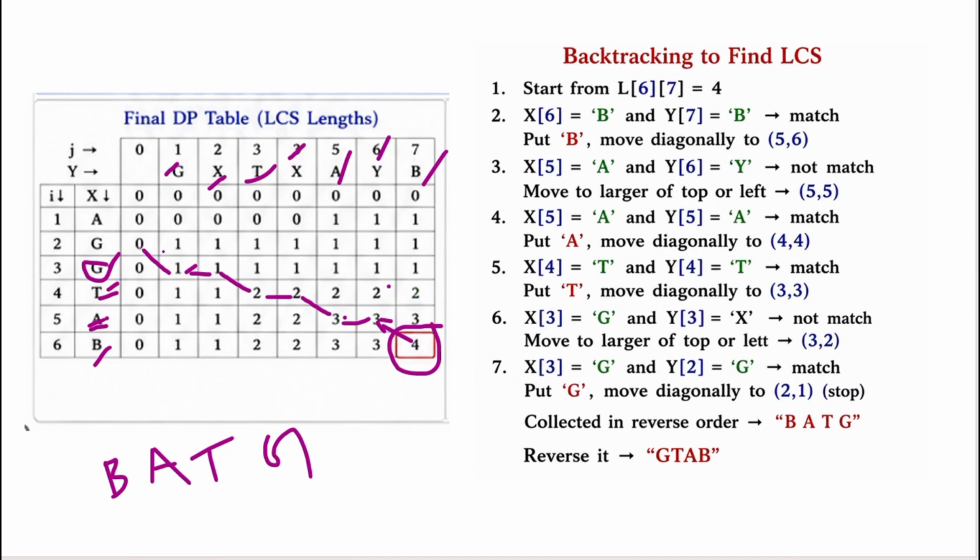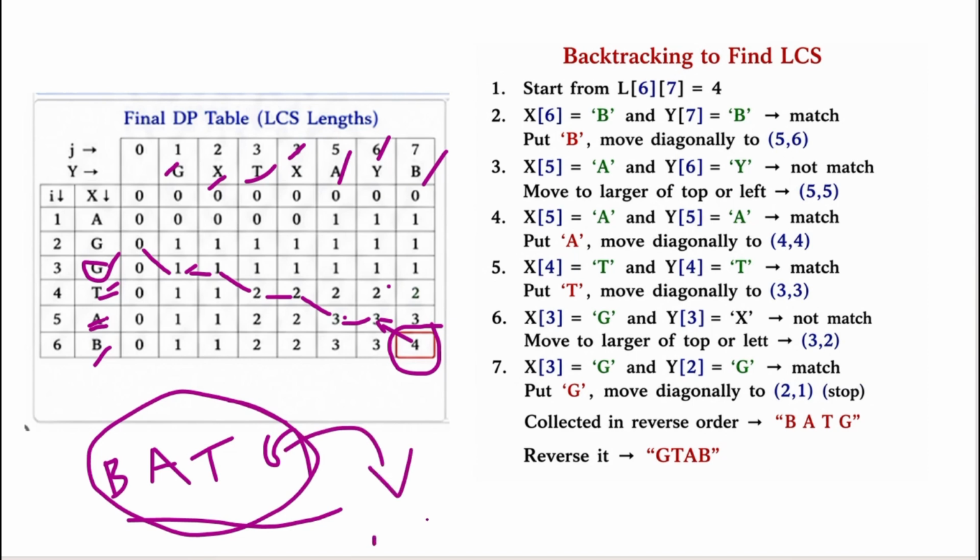Now we reach 0, so no more backtracking is there. So this is the length 4 longest common subsequence in the given strings. Clear? Then reverse this, since this is backtracking, right? So reverse this string to get the final answer. So G, T, A, P. This is the final answer.